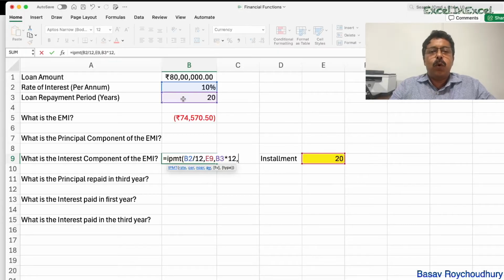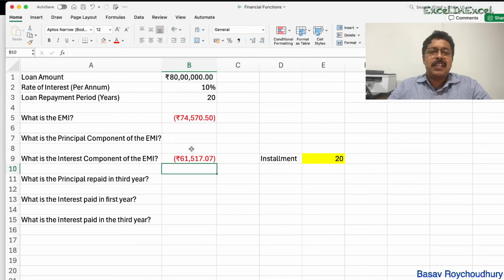And of course, what is the present value? Present value is this 80 lakhs. And of course, it's positive because it's a loan, it came to my pocket. And therefore, you see, this would give me the interest component in the 20th installment of my EMI, and that is 61,517.07. Again, this is a negative value because this also goes out of my pocket.